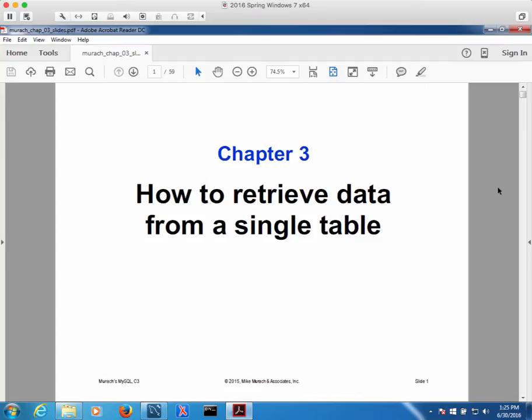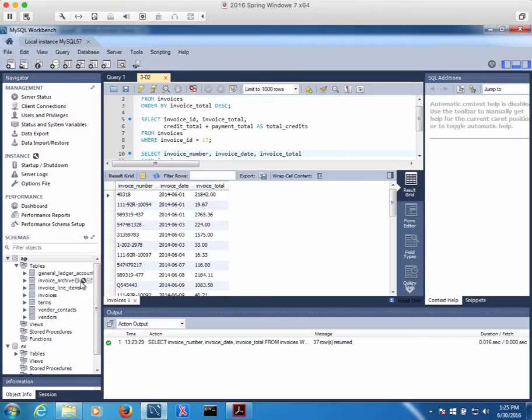Typically, we're going to be selecting and retrieving data from more than one table at one time. The reason that we do that is relational databases are designed to separate the data associated with each entity, each thing in our problem space, into a separate table. So in the AP database, for instance, let's just take a look. Here are the tables that we have.